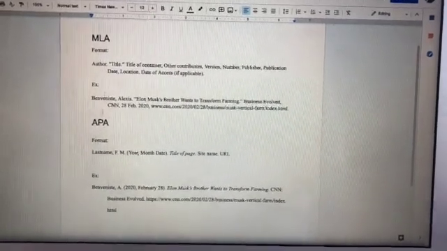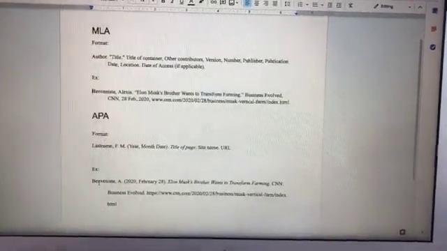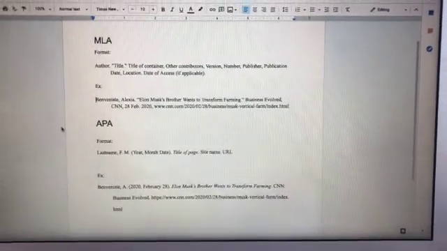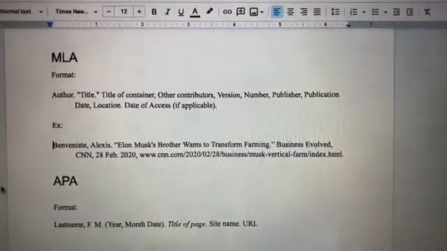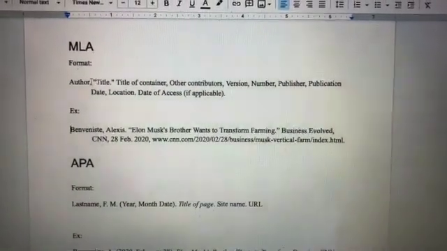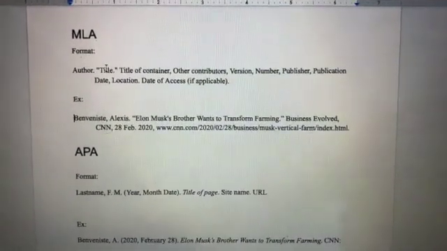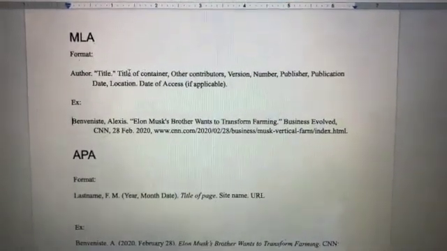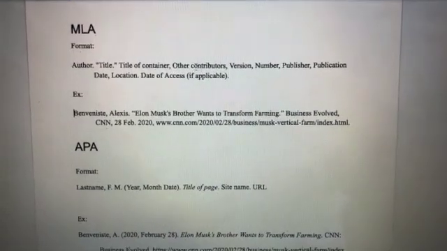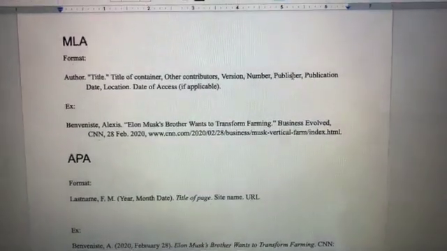We have the format and then the example. So starting with MLA, which is what we're most familiar with, we can see in the citation that you first start with the author, then the title in quotations, the title of the container, then other contributors, version, number, publisher, publication date.